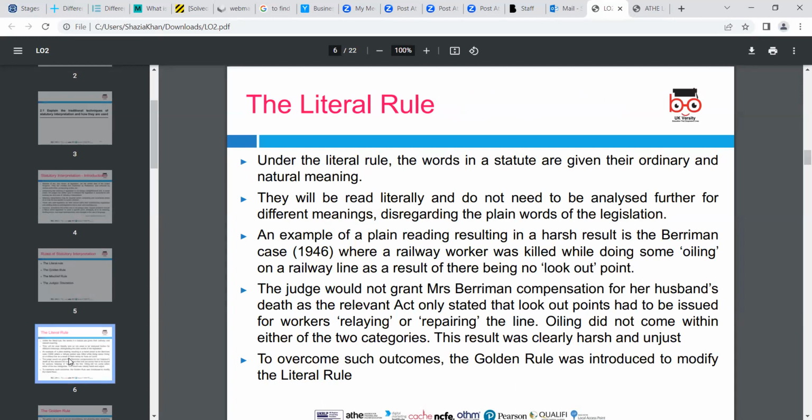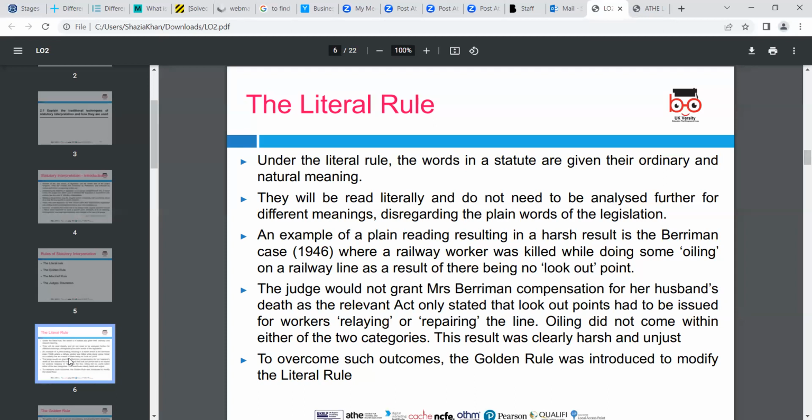So the literal rule: under the literal rule, the words in a statute are given their ordinary and natural meaning. This means that the laws are read literally and there's no need for further analysis for different meanings, disregarding the plain words of the legislation.